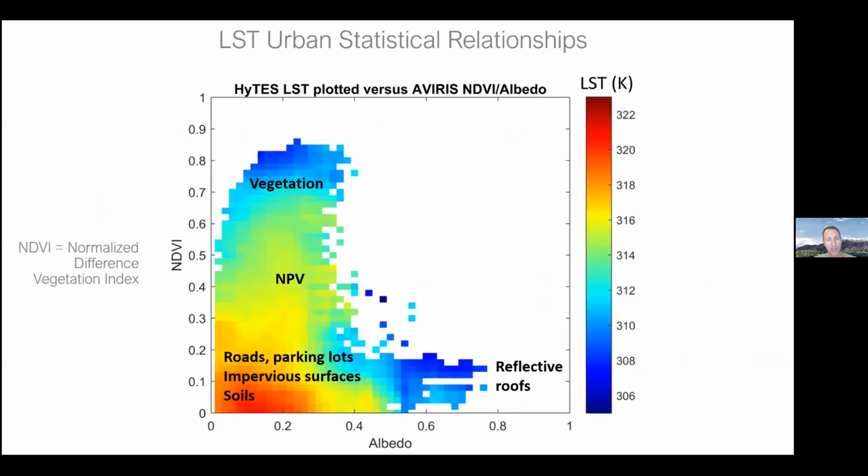The two that I focus on are the vegetation index, which you see on the left, and then the reflection or the albedo on the x-axis. And what I plotted here is the temperature in terms of pixels, looking at the relationships between those three variables. And so you can see quite a well-behaved relationship there. Reflective roofs are cooler and have a higher reflectivity and lower NDVI or vegetation index, while vegetation has a high vegetation index and low albedo and is cooler. And then other roads and parking lots have both low NDVI and low albedo.